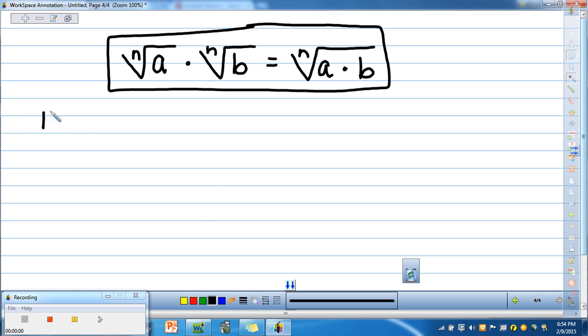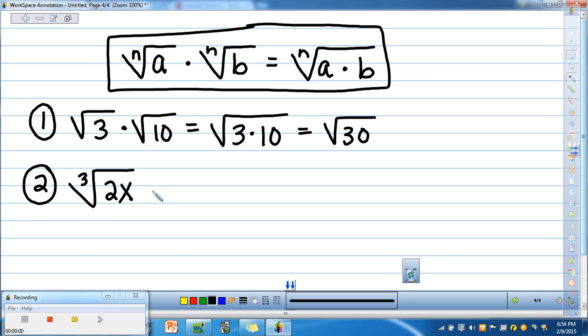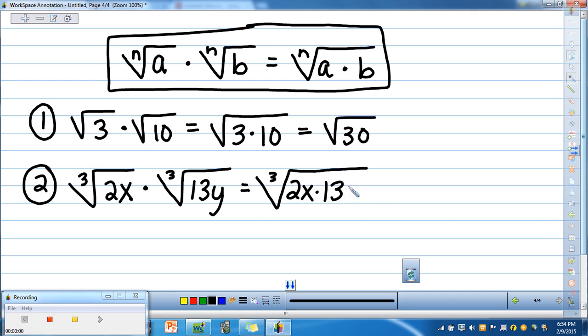So let's try this rule on a few problems. Suppose we wanted to do the square root of 3 times the square root of 10. This would be equal to the square root of 3 times 10, which gives us the square root of 30. The cubed root of 2x times the cubed root of 13y is the same thing as the cubed root of 2x times 13y.